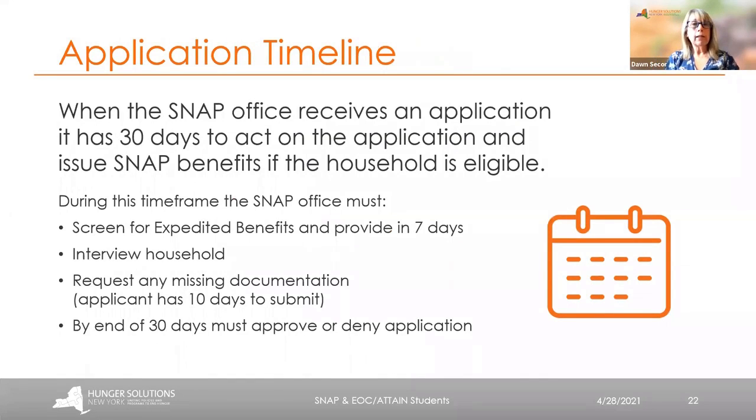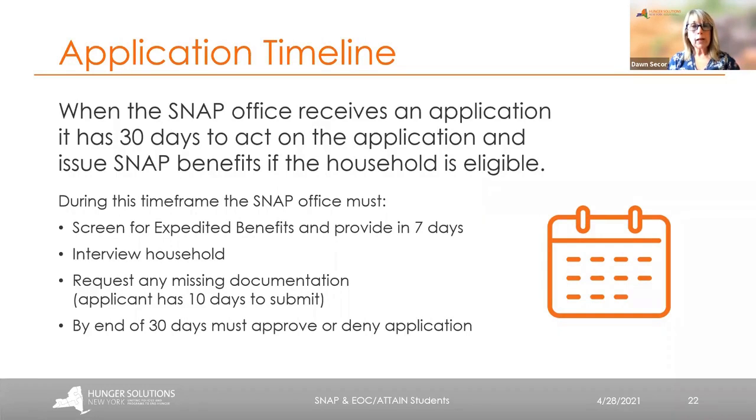We need to talk a little bit about the application timeline because SNAP has very specific timelines that must be met. And this is federal law. We talked about how Congress is the top over SNAP, and USDA, FNCS, creates the laws around SNAP. And one of them is a timeliness issue. So when the SNAP office receives an application, it has 30 days to act on the application and issue SNAP benefits if the household is eligible.